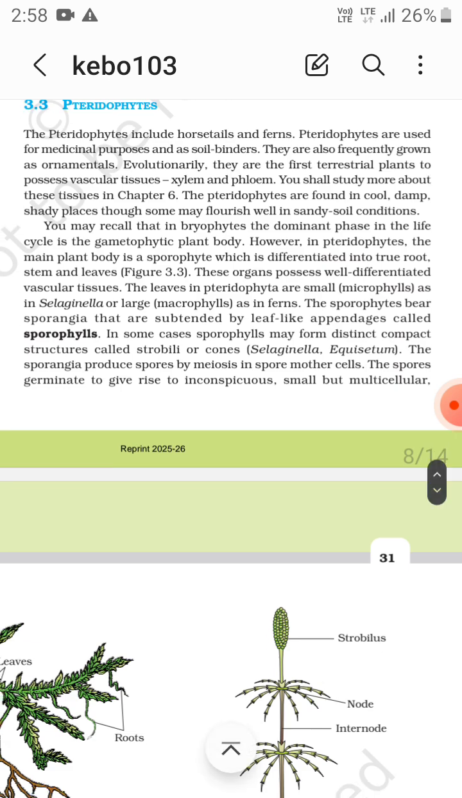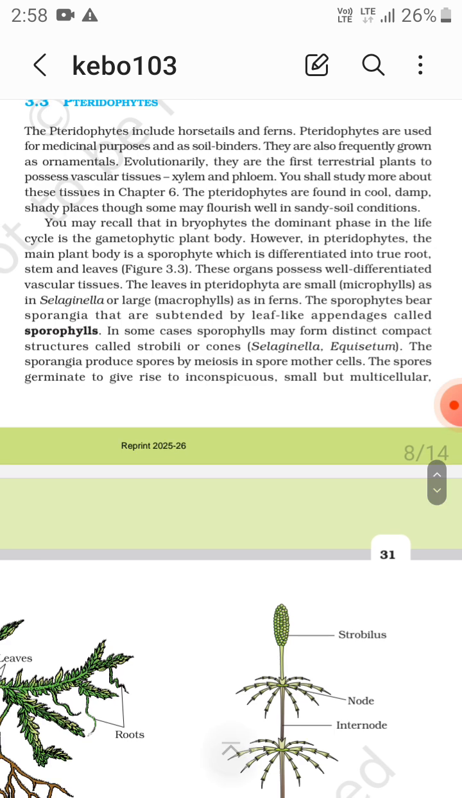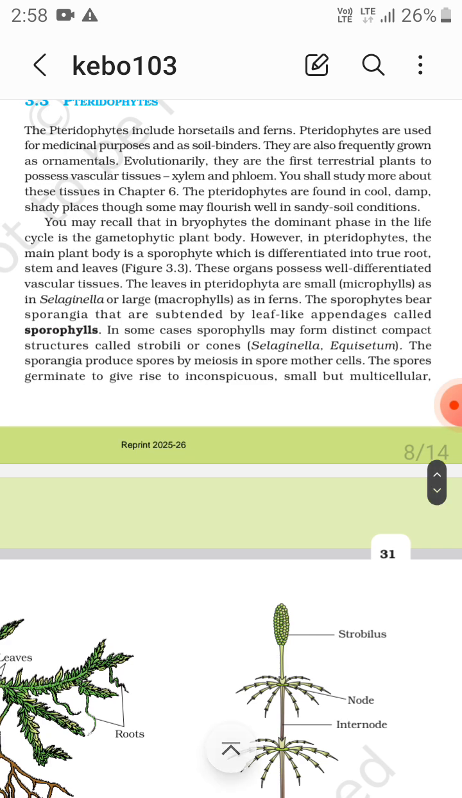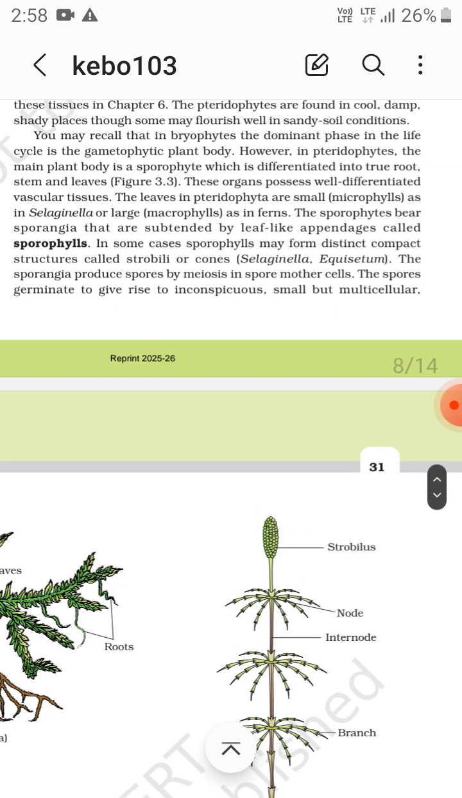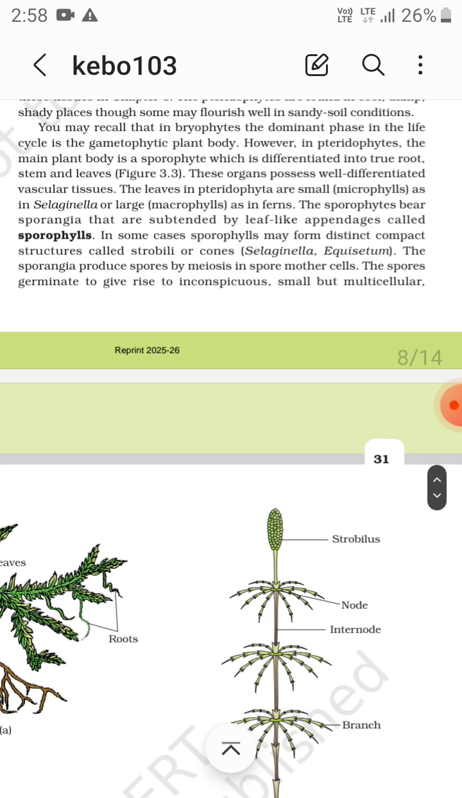Ferns and Selaginella. The sporophytes bear sporangia that are subtended by leaf-like appendages called sporophylls. Leaf-like appendages, these are the sporophylls. In some cases, sporophylls may form distinct compact structures called strobili or cones, as in Selaginella and Equisetum. So strobili and cones, for example Selaginella and Equisetum.